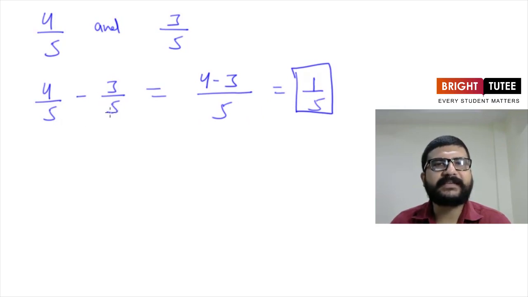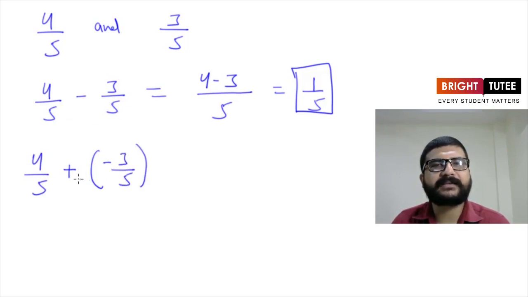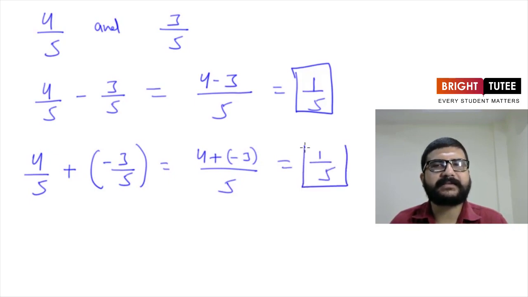So what we did basically, we have to find 4 upon 5 minus 3 upon 5. This is nothing but equal to 4 upon 5 plus minus 3 upon 5. Here we know how to add two rational numbers, and we are basically adding two rational numbers here. Now this will be 4 plus minus 3 divided by 5, which is equal to 4 minus 3 upon 5, that is 1 upon 5. We are getting the same answer.